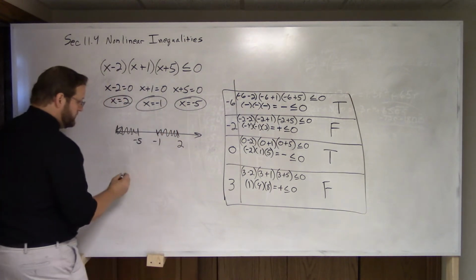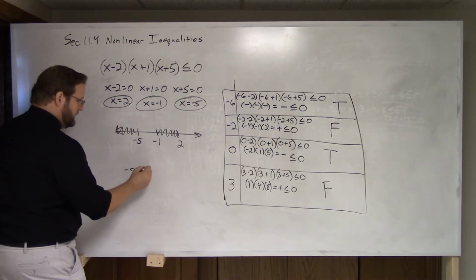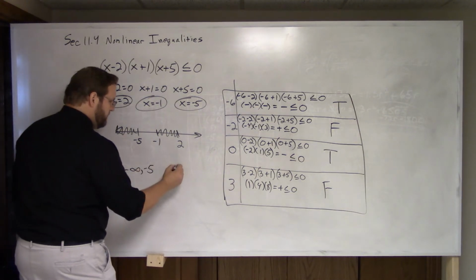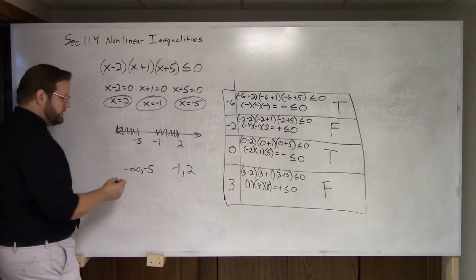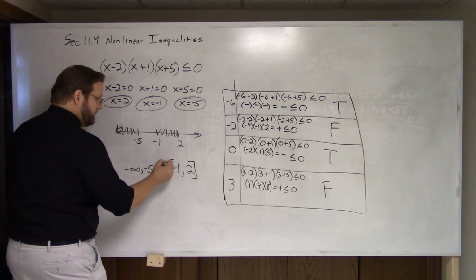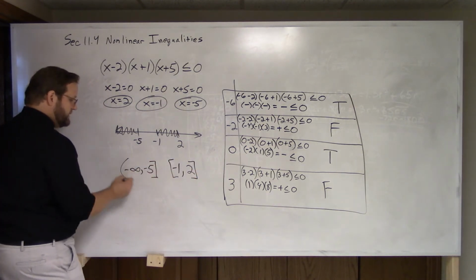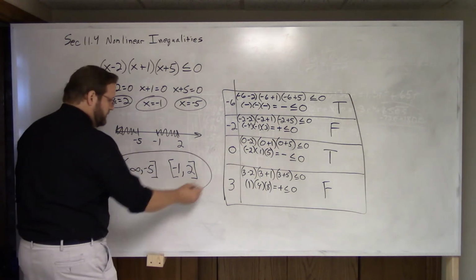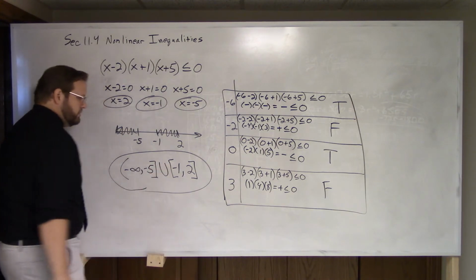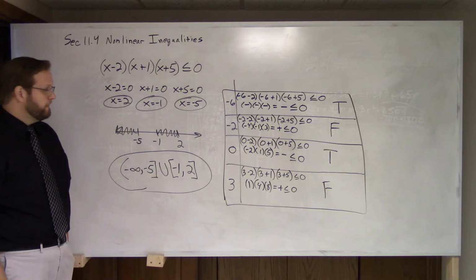So my intervals are negative infinity to negative 5, and then negative 1 to 2. And since it's or equal to, I have brackets everywhere except for the infinity, because that's always going to have a parenthesis. Tie that together with a union, and there's our answer. Okay?